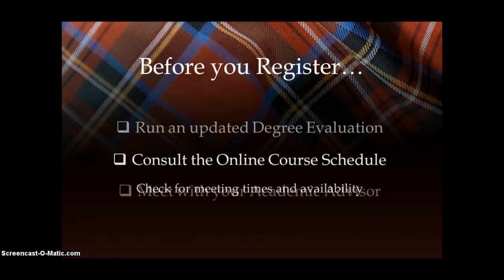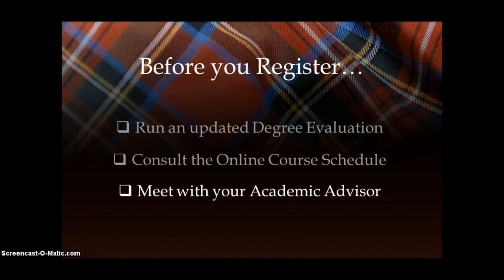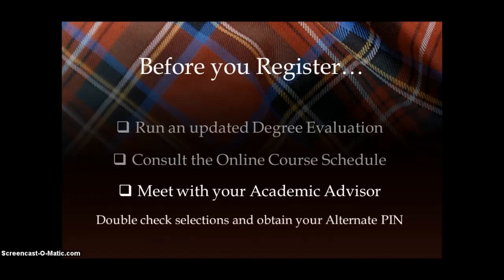Finally, you'll need to meet with your academic advisor. Your advisor will help you sort through the semester course offerings and your degree requirements to develop a workable class schedule, determine alternate course options, and most importantly, provide your alternate PIN for registration. The alternate PIN is equivalent to your advisor's signature and is required to register on Scots.